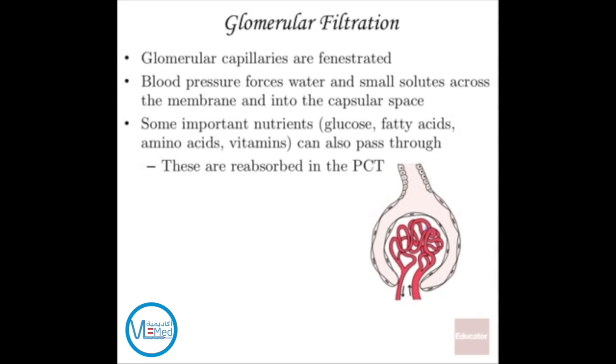So instead of solutes, little microscopic particles, having to go through the barriers of the capillary wall cells, they don't just go through the little borders of the cells. In each cell there are little holes, essentially, and the fenestrated capillaries make it very easy for stuff that's small enough to fit through to pass through quickly. So blood pressure forces water, because that's small enough, and small solutes across the membrane through the fenestrated capillaries and into the capsular space, the Bowman's capsule here. And some important nutrients like glucose, fatty acids, amino acids, and vitamins can also pass through.